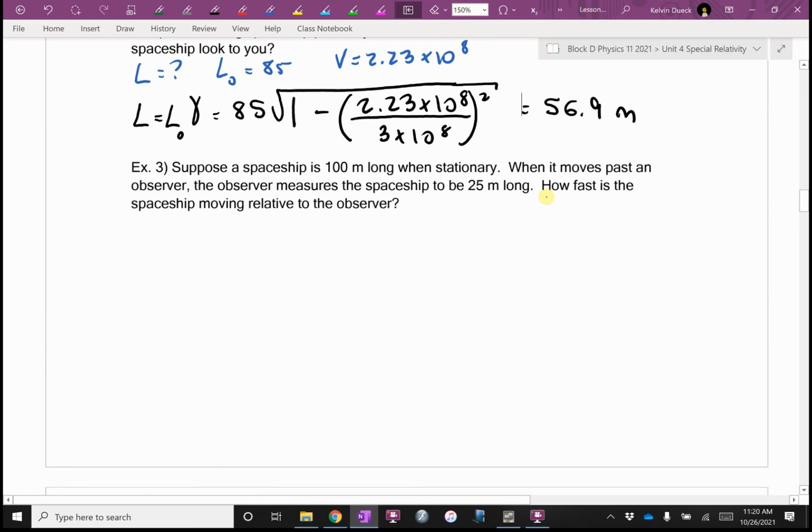Example 3. Suppose a spaceship is 100 meters long when stationary. You know what? That's L0. I wrote it really small, but that 100 is L0. When it moves past an observer, the observer measures the spaceship to be 25 meters. You know what? That's L. Brea, what's example 3 asking me to find?